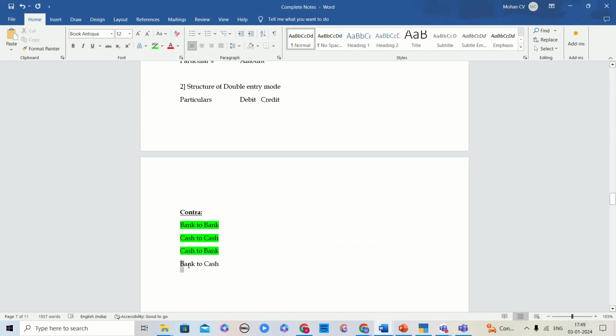Next, withdrawing cash from the bank, bank to cash. When you withdraw cash from the bank, from an ATM, or you went to the bank and withdrew some amount, at that time the amount transfers from the bank account to the cash account. All these transactions are recorded as contra transactions. Is this clear?